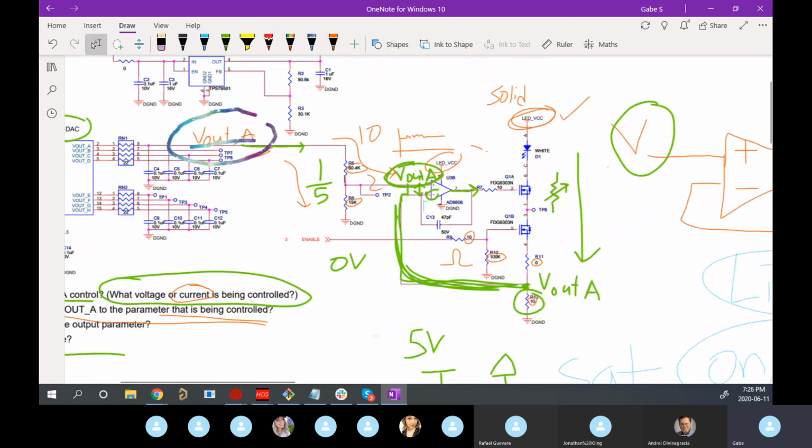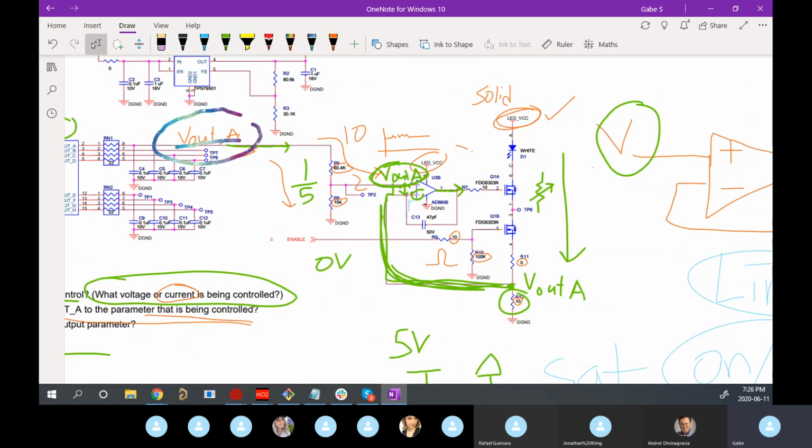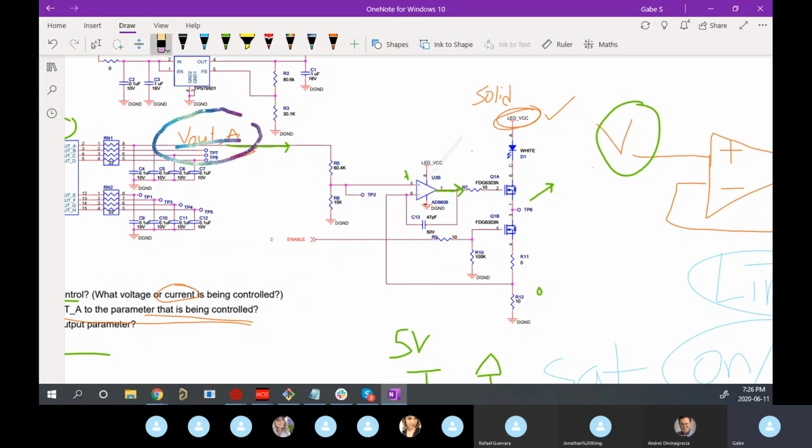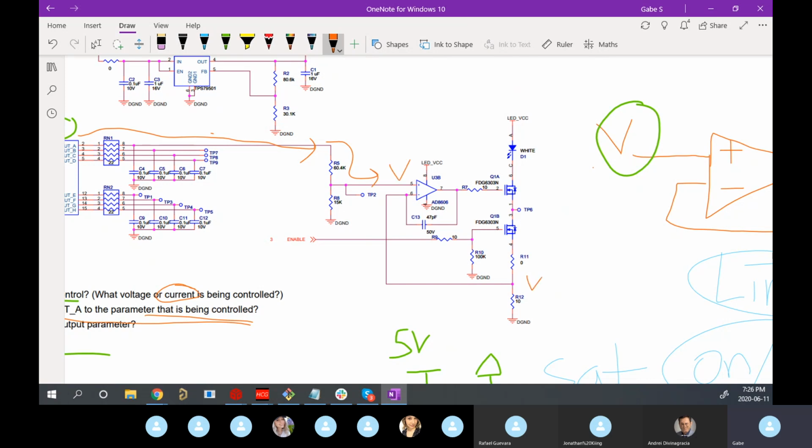So, transfer function. What does that mean? Basically, what can we multiply our input by to get our output, right? So V out A comes out. Let's clean this up a bit. V out A comes out here, drops down. This voltage is forced here, and so we can calculate the current. Andre, do you want to try walking us through what that would look like?